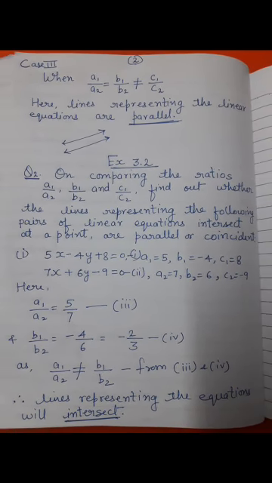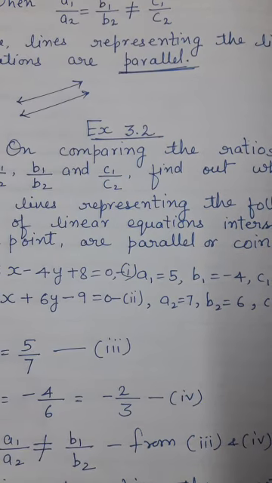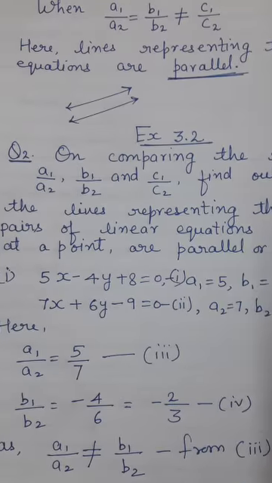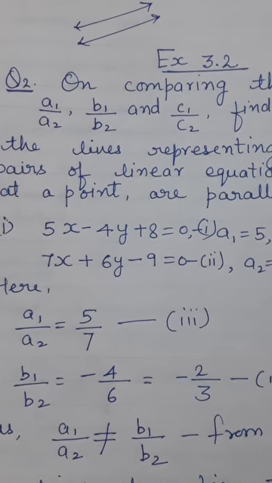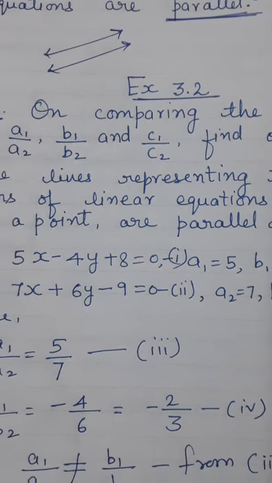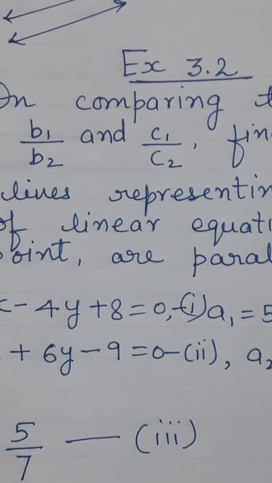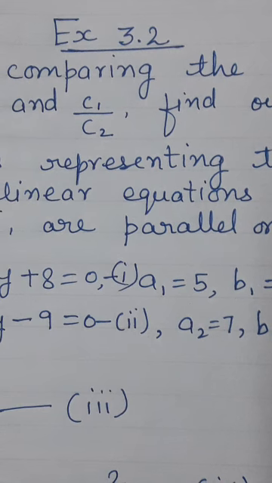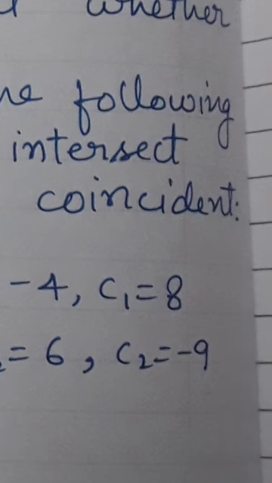See here, what does the question say? On comparing the ratios a1 by a2, b1 by b2 and c1 by c2, we have to find out whether the lines representing the following pair of linear equations intersect at a point, are parallel or coincident. Its first part is given as 5x minus 4y plus 8 is equal to 0. Say this one is the first equation. In this case, a1 is the coefficient of x, that is 5. Then b1 is the coefficient of y, which is minus 4. And the constant term c1, the constant term without any variable, is 8. So a1 is 5, b1 is minus 4 and c1 is 8.